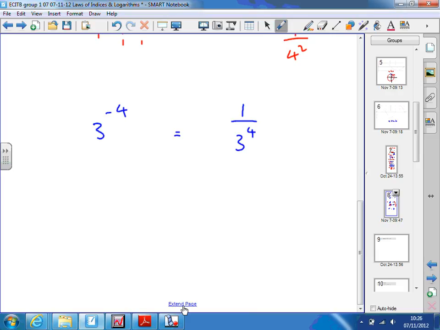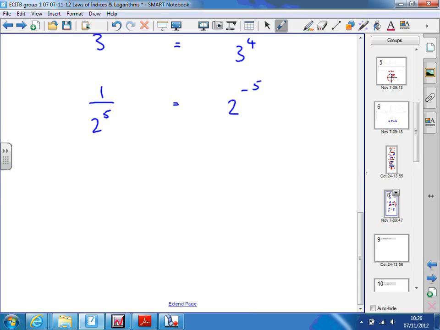How can I rewrite 1 over 2 to the power 5? 2 to the minus 5. How can I rewrite 1 over x cubed? X to the minus 3. Inverse means a negative power. It's as simple as that.